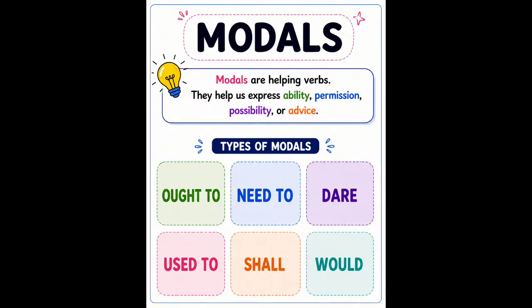Let's quickly revise what modal verbs actually are. Modal verbs are helping verbs. They help us express ability, advice, permission, possibility, habits, necessity, request and polite speaking. और एक important rule याद रखिए. After modal verbs, we usually use the first form of the verb. For example, I can swim. You should study. यहाँ पर swim और study word ये first form में है.